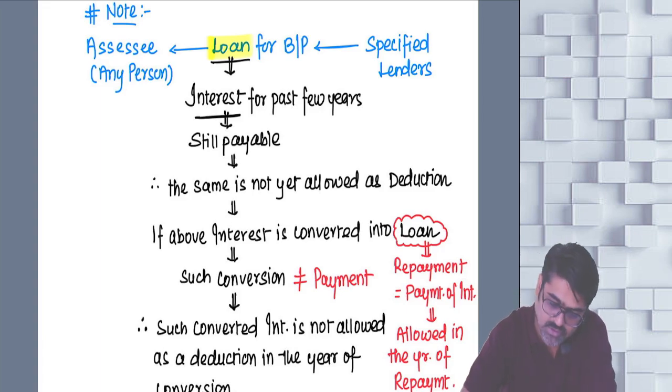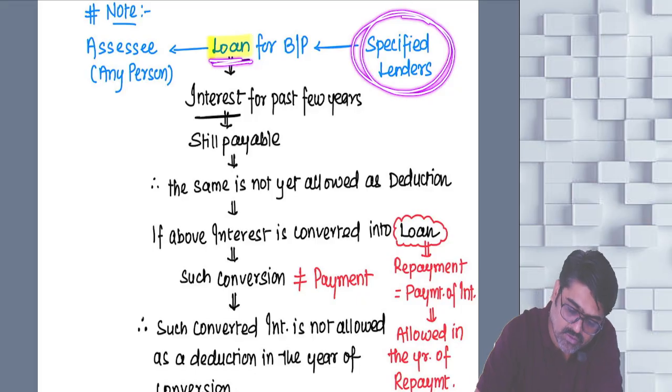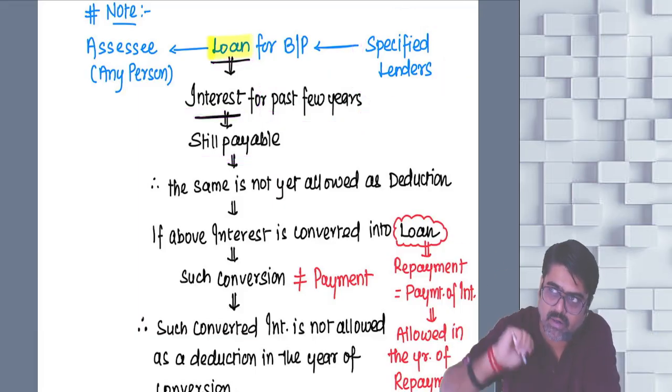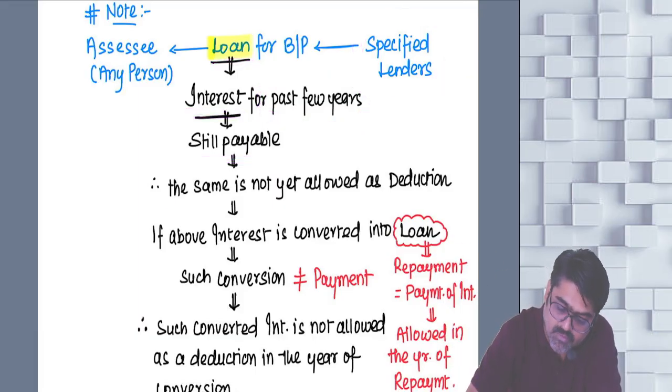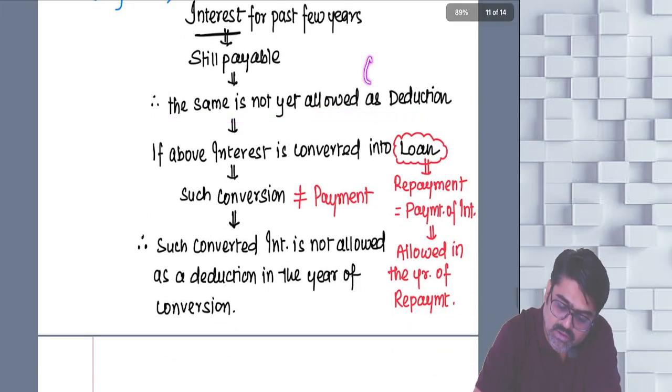Sure? See, the loan is taken from specified lenders. On that loan, interest for the past few years was still payable, so it was already disallowed under section 43B. Therefore, the same is not yet allowed as a deduction. It was disallowed under section 43B. Okay.